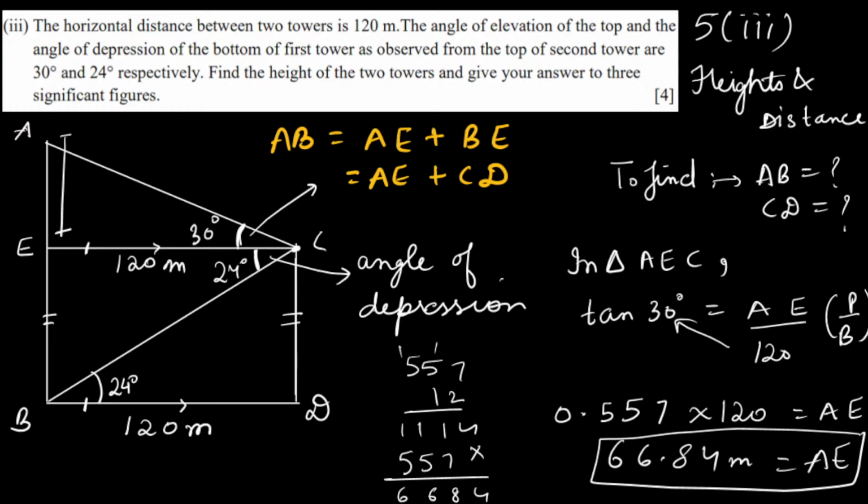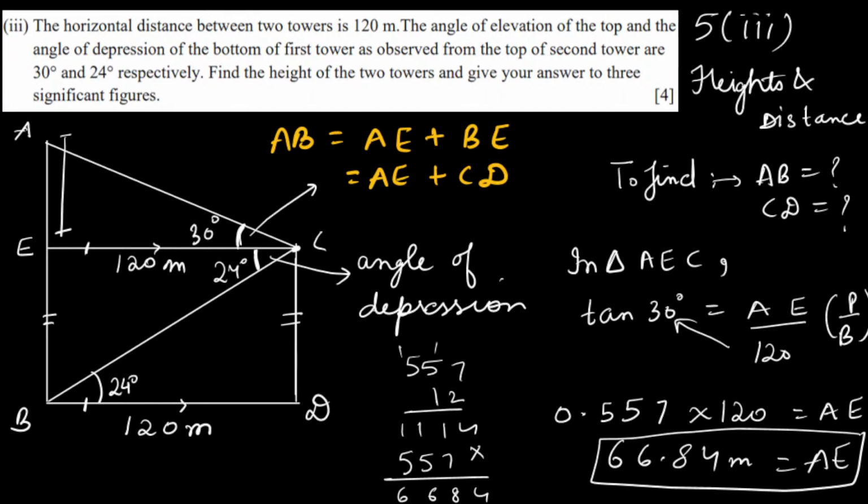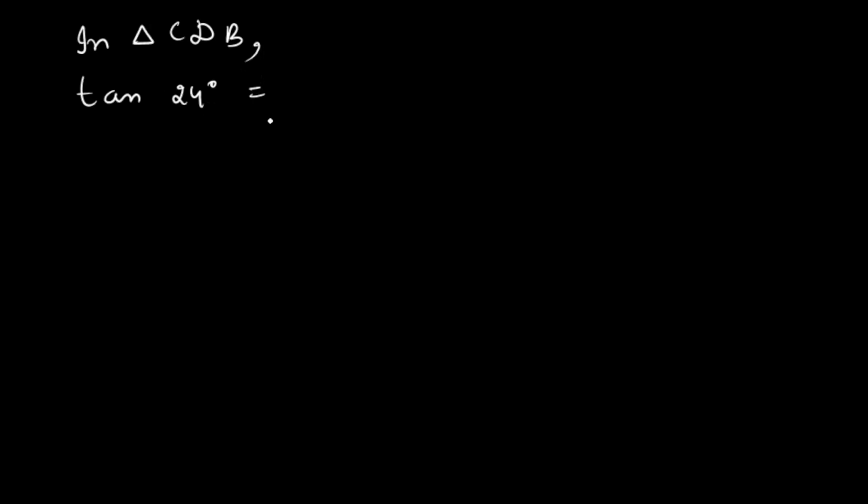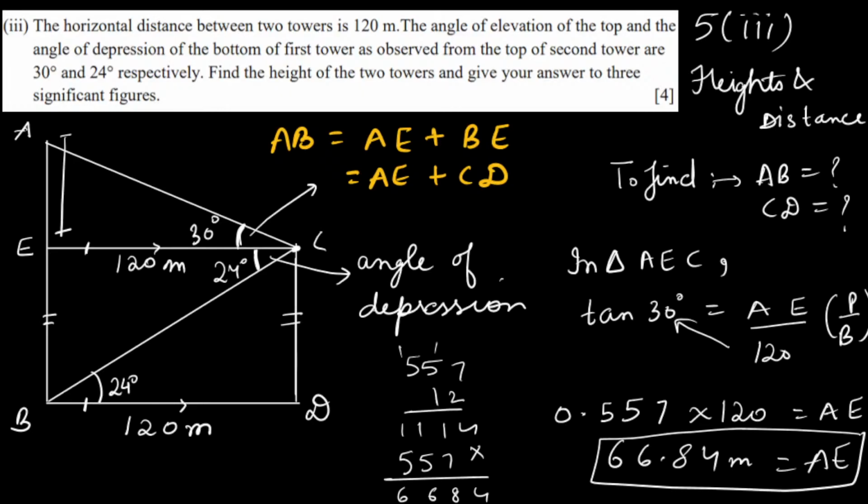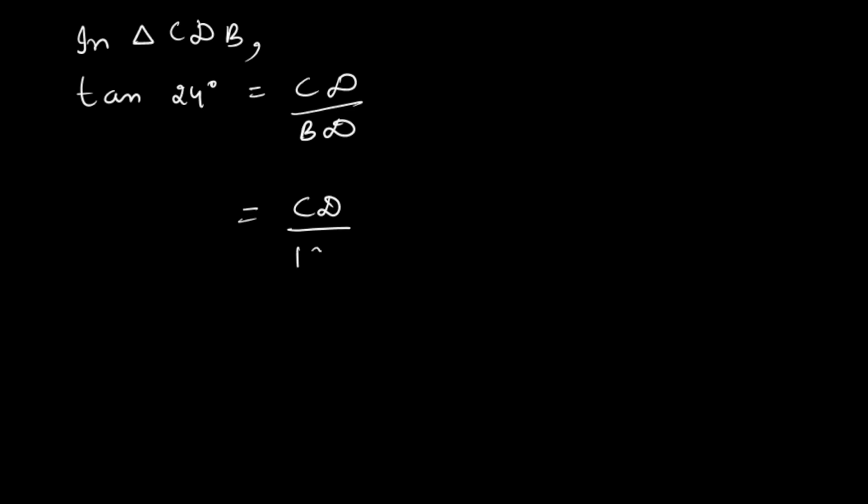CD we can find by using the second triangle, triangle CDB. So in triangle CDB, here we have angle 24. So tan 24 degree is equal to CD by BD, perpendicular by base. CD we have to find. BD is given to us as 120. Tell me the value of tan 24.